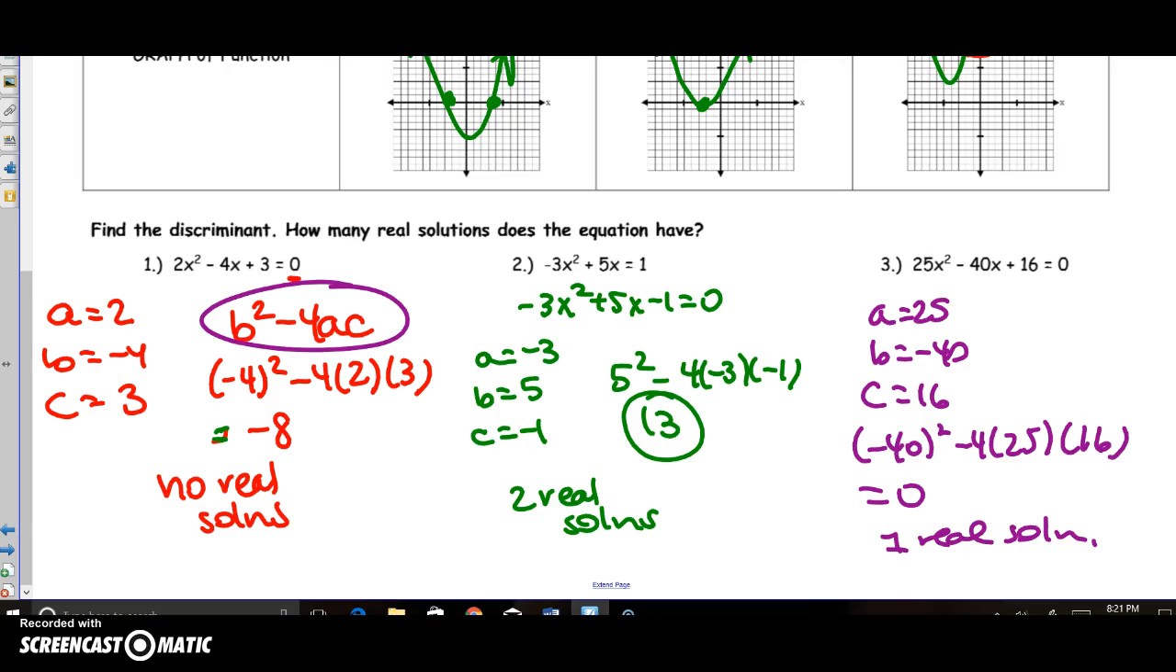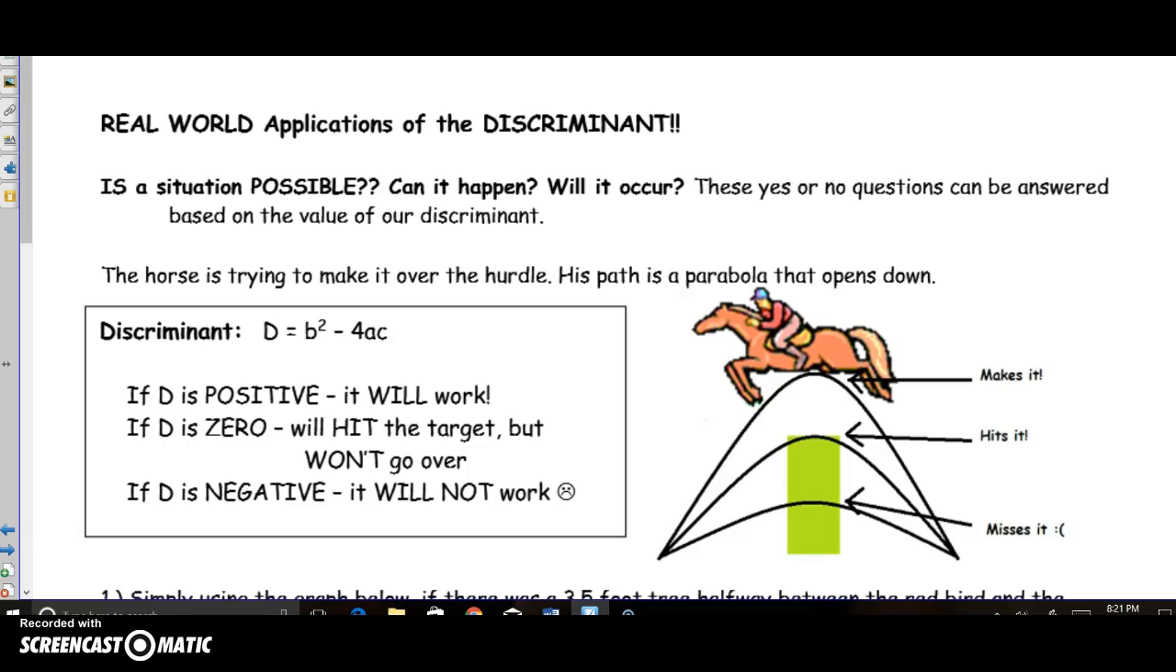So last but not least, we're going to do some application problems. So let's go ahead and flip to the last page. And in this case, what we want to do is we want to decide if a situation is even possible, if it can occur, can it happen, will it happen, and we're going to base that off the discriminant.